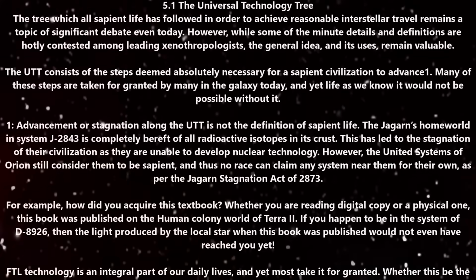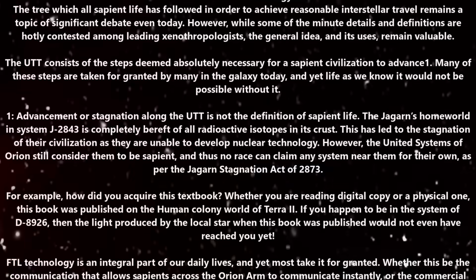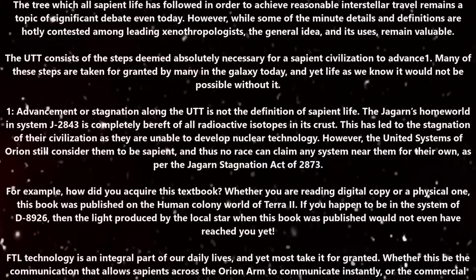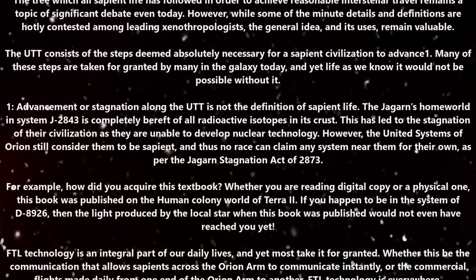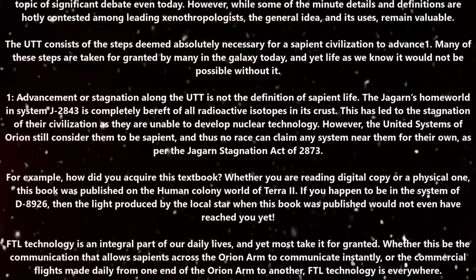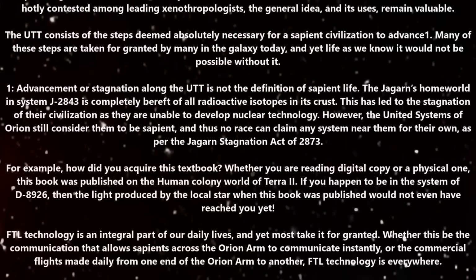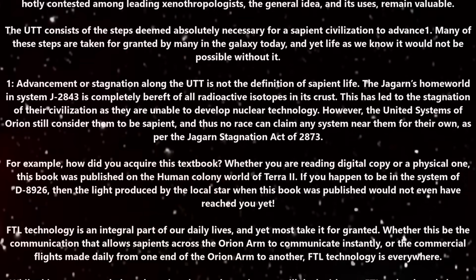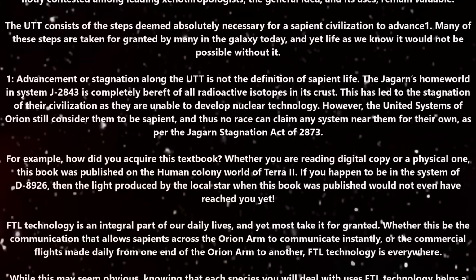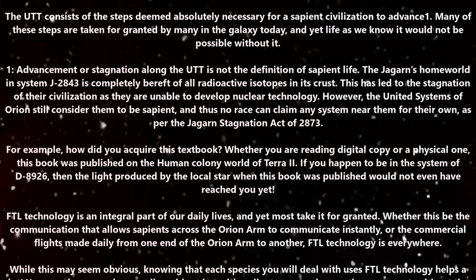The Jargon's homeworld system, J2843, is completely bereft of all radioactive isotopes in its crust. This has led to the stagnation of their civilization, as they are unable to develop nuclear technology. However, the United Systems of Orion still consider them to be sapient, and thus no race can claim any system near them for their own, as per the Jargon Stagnation Act of 2873.